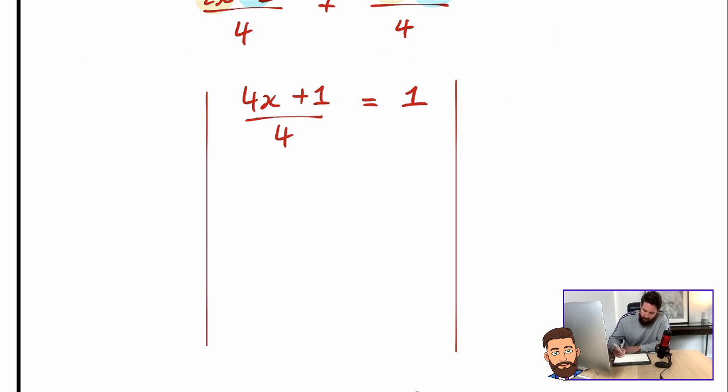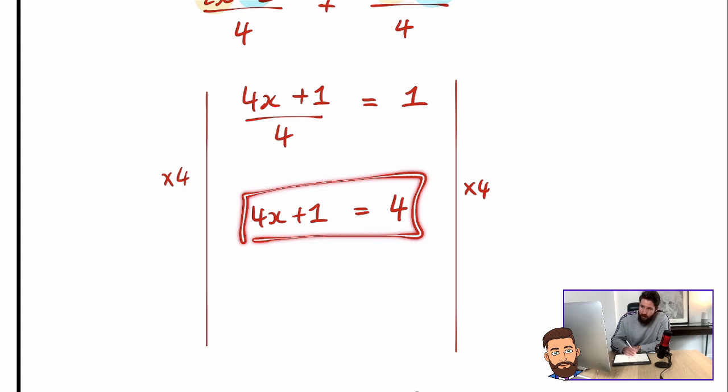How am I going to deal with this divide by 4? I'm going to do the opposite and times by 4. So that will give me 4x plus 1 equals 1 times 4, which is 4. Okay. And then I'm going to just solve this really basic linear equation.